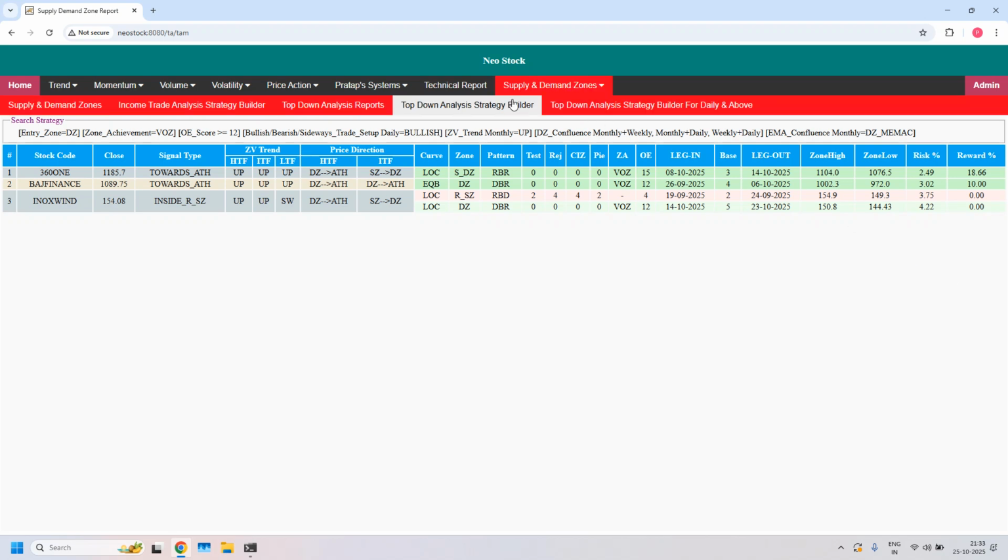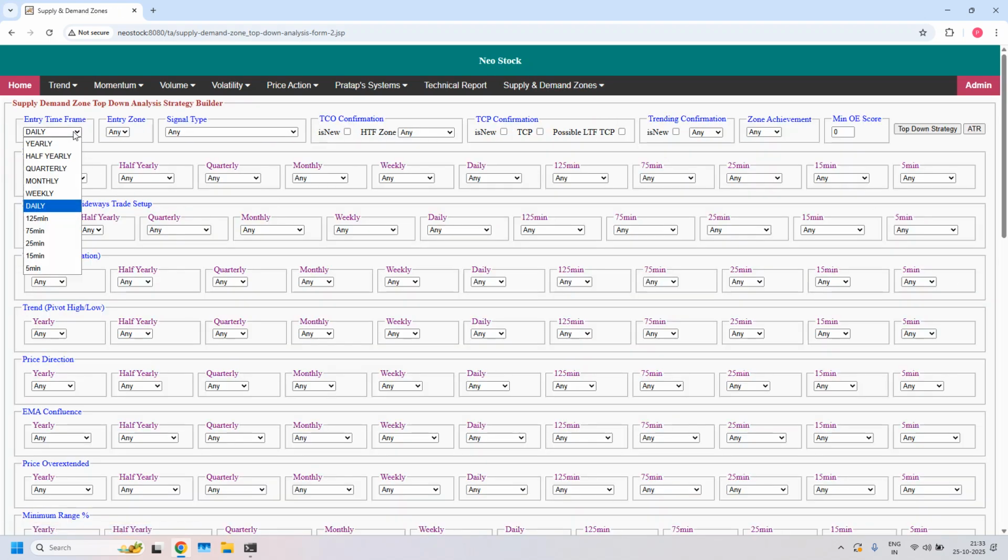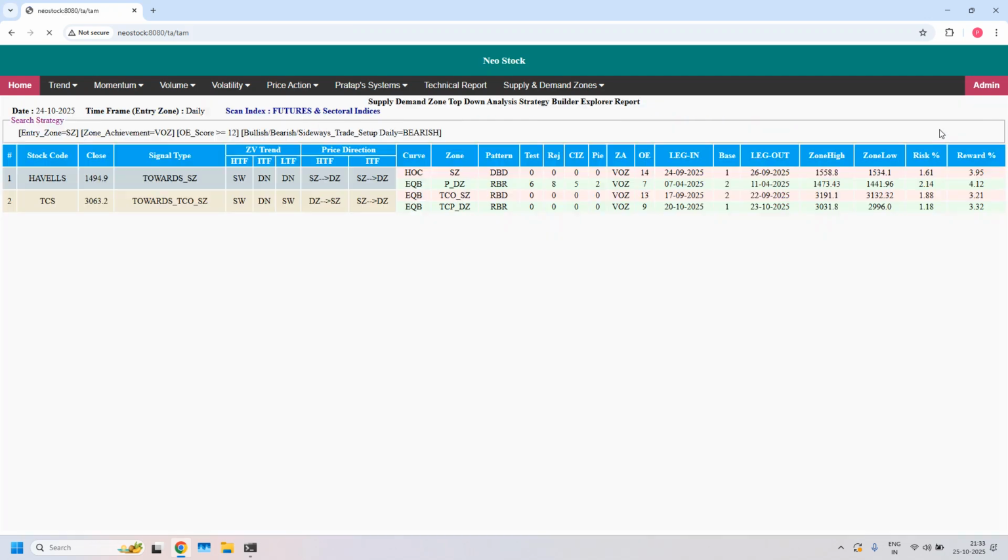Next, bearish trade setup for monthly income trade. Entry time frame daily, entry zone supply zone. Bullish or bearish at daily, I am selecting bearish. Zone achievement violated, opposing zone, minimum odd enhanced score 12. So we got 2 stocks. So these 2 stocks are supporting bearish trade setup for monthly income trade. Entry time frame zones are daily supply zones.